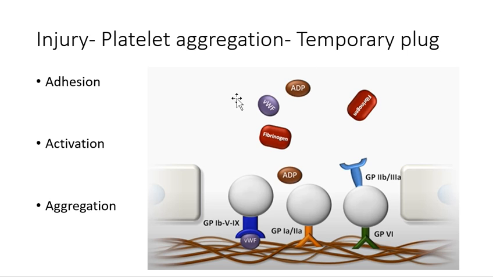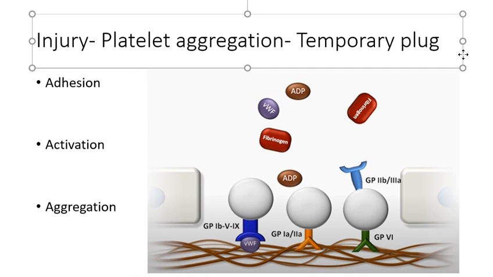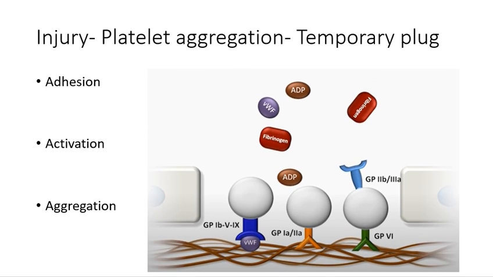Okay, so this mediator release phase is called activation. Because of these mediators, the platelets are able to attach other free flowing platelets to the area, and with very high speed, so that a huge number of platelets can adhere to the injured tissue, right? So this is called aggregation. So via these three steps, adhere, then activate and release mediators, which leads to more aggregation, ultimately they are able to form a temporary plug. Fine. So this way the temporary plug is formed.